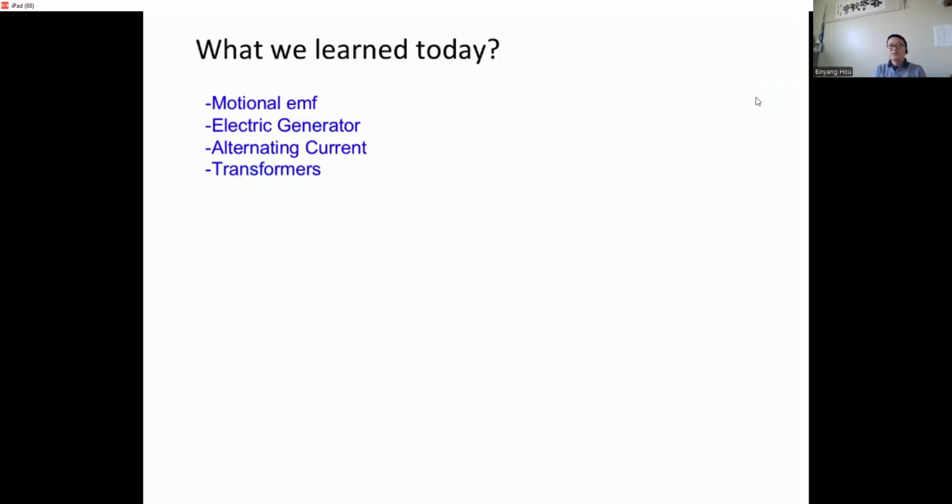So what we learned today is that if we have part of the circuit that is moving, then this motion will generate electricity in there. This is called motional EMF. And we looked at the electric generator, how it works. And we talked about alternating current signals, electricity signals there. And then we also looked at transformers at the end.